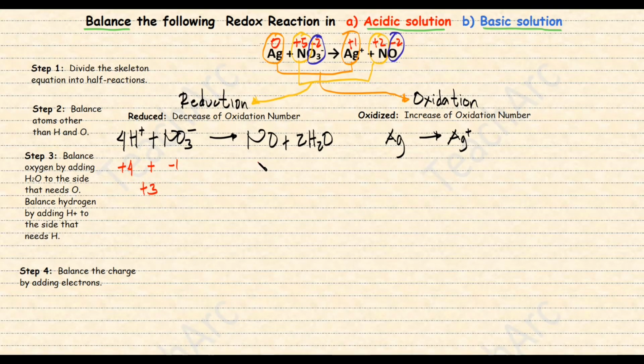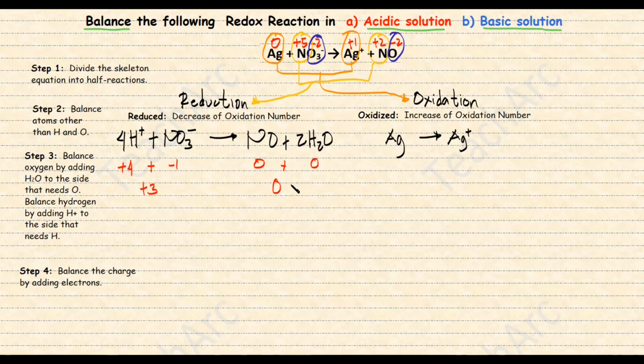As for the right side of the reduction reaction, nitrogen monoxide and water molecule are both neutral, so they have no charge. So, positive 3 on the left side and 0 on the right side. We can balance that by adding electrons, but where should we add the electrons?